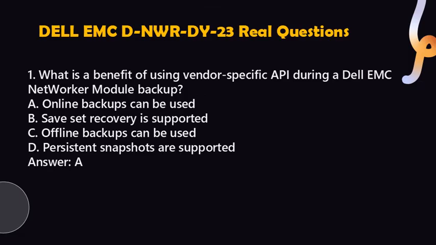1. What is a benefit of using vendor-specific API during a Dell EMC NetWorker module backup? A. Online backups can be used. B. Save set recovery is supported. C. Offline backups can be used. D. Persistent snapshots are supported. Answer: A.